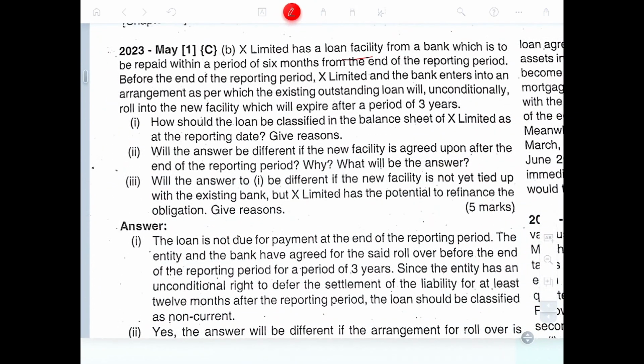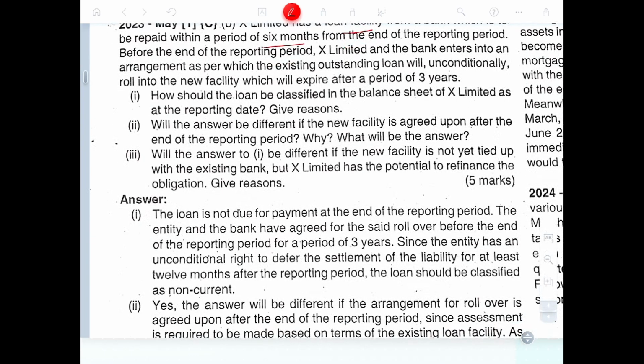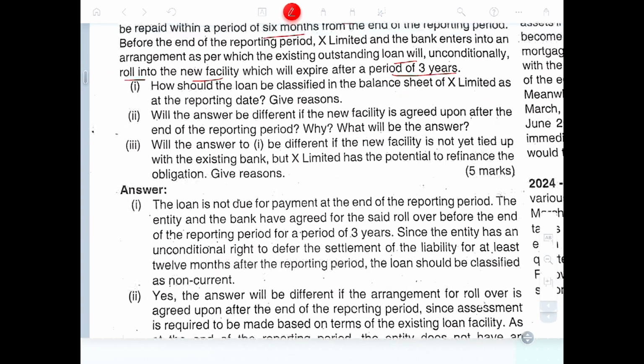X Limited has a loan facility from the bank which it has to repay within a period of 6 months from the end of the reporting period. Before the end of the reporting period, X Limited and the bank enter into an arrangement whereby the existing outstanding loan will unconditionally roll over into a new facility and will expire in a period of 3 years. How would you classify the loan in the balance sheet?